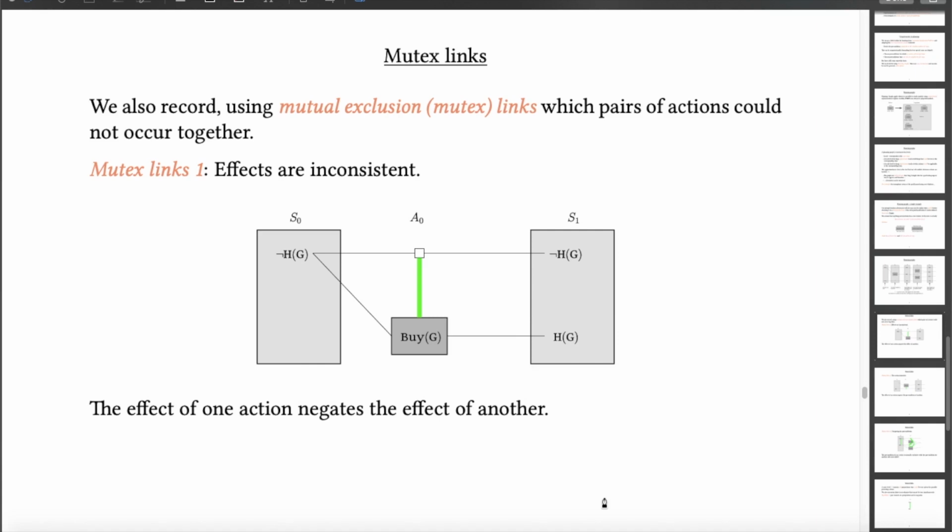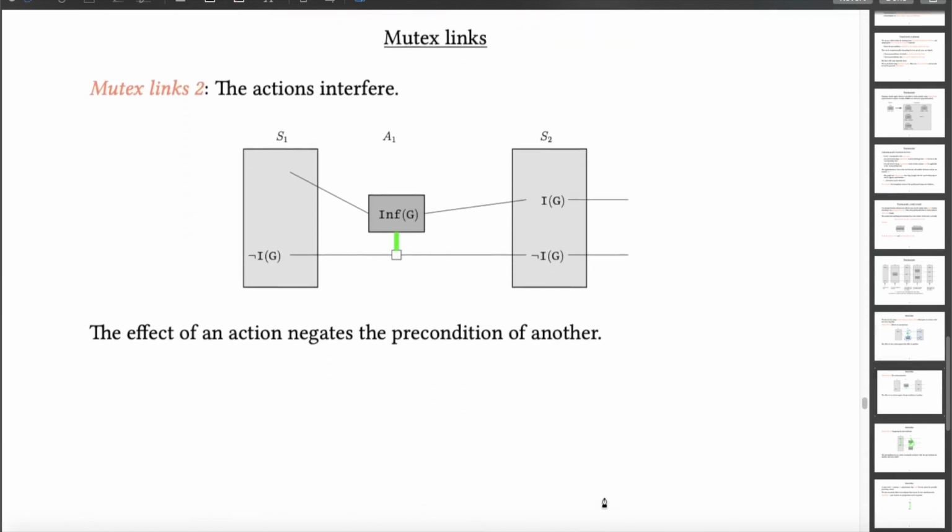And in the current example, I have a persistence action here, which has the effect not h of g, and I have the buy g action here, which has the effect h of g, and because h of g is the negation of not h of g, these 2 are mutually exclusive, hence the green edge here.